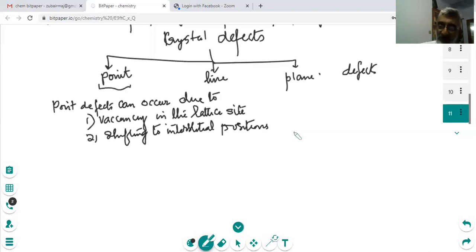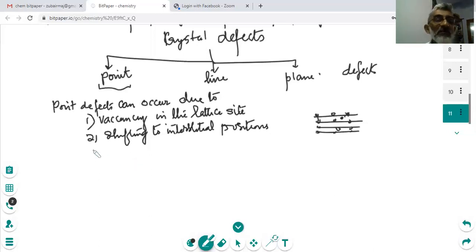You know what an interstitial position is? You have a regular arrangement of atoms and ions. Some of the atoms are moving into this place. See here. So that is what is meant by shifting to the interstitial position.